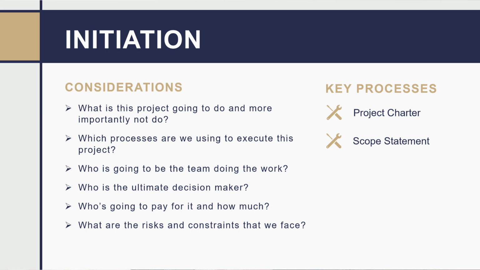These include: what is the project going to do, and more importantly, not do? What processes are we using to execute this thing? Who is going to be the team doing the work? Who is the ultimate decision maker? And who's going to pay for it and how much? What are the risks and constraints that we may face?